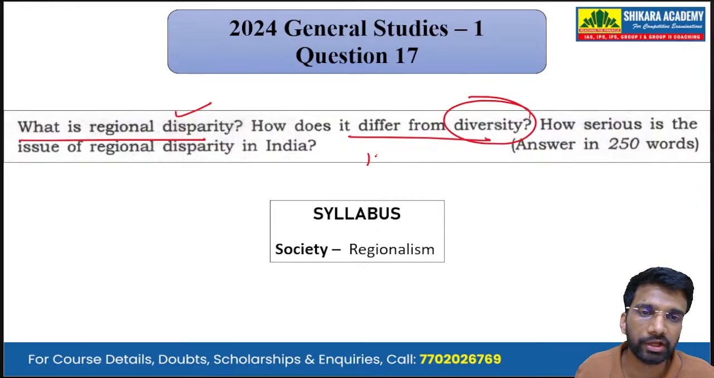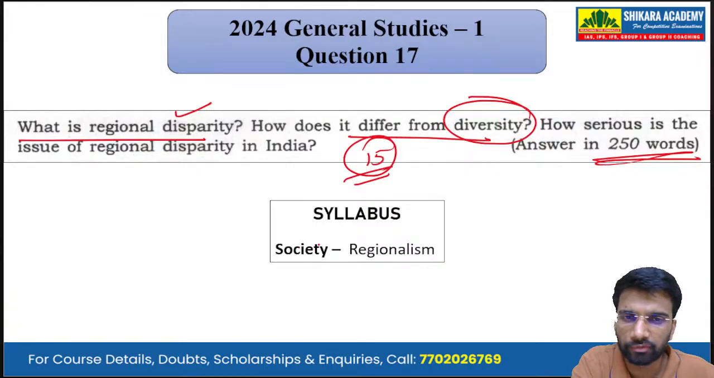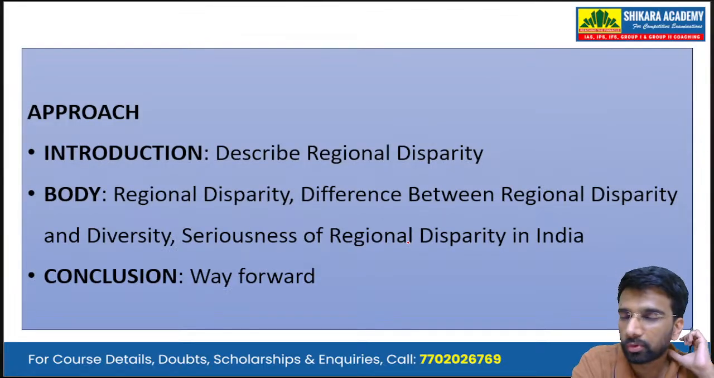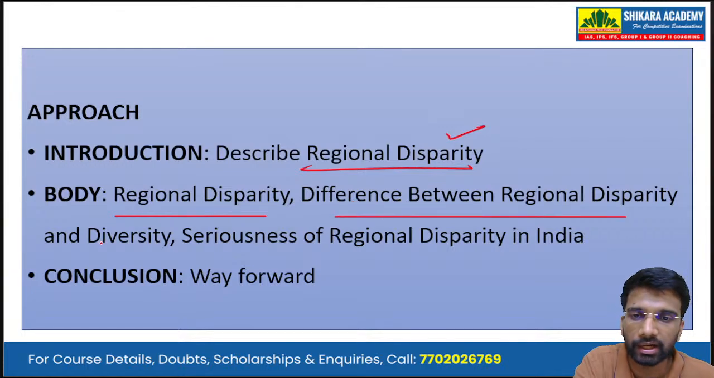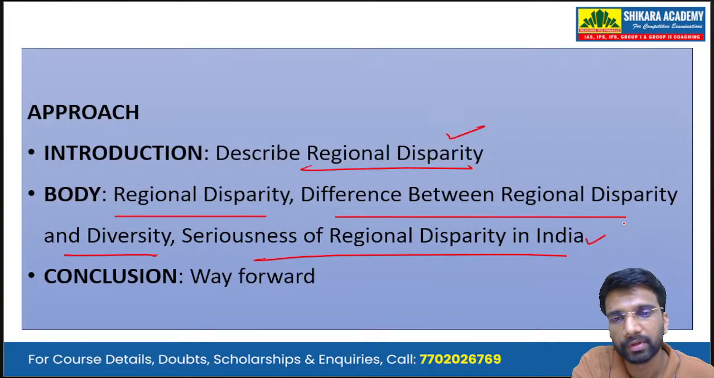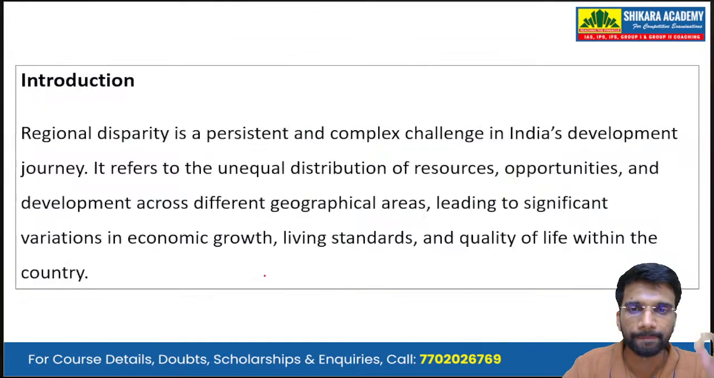Okay. So it is a 15-mark question that we have to answer in 250 words. Mapping it with the syllabus, we can see that it has been asked from the subject of society and the topic is regionalism. Now, the approach that we'll be taking is that in the introduction, we will be describing what regional disparity is. Then in the body, we write about regional disparity, the difference between regional disparity and diversity, and the seriousness of regional disparity in India. So in the body, we will be addressing the demand of the question. Then in conclusion, we will be writing a way forward or a forward-looking conclusion.